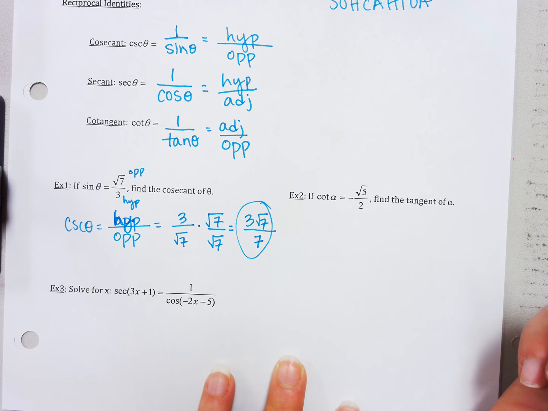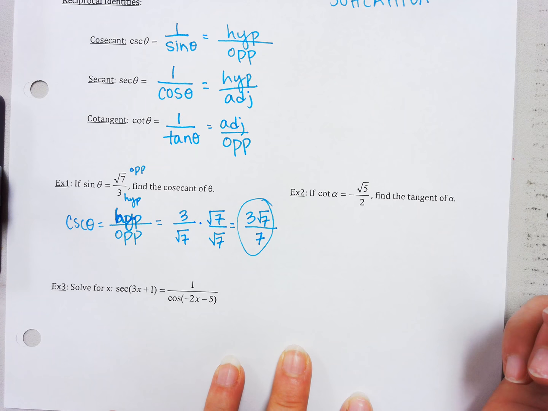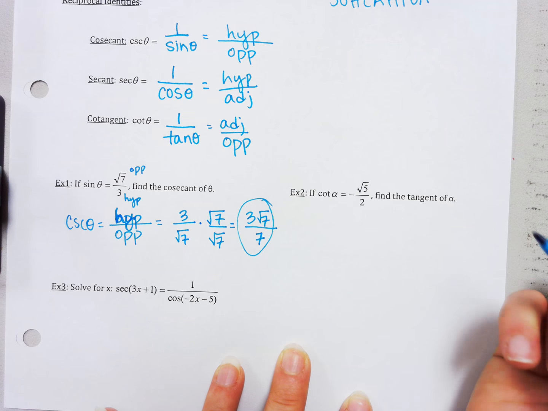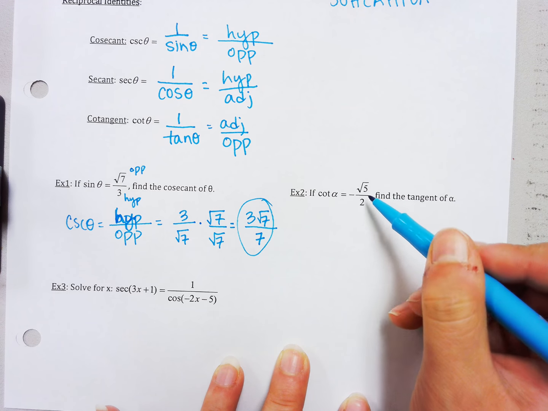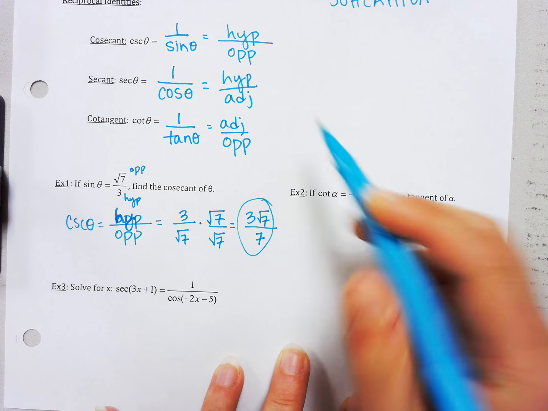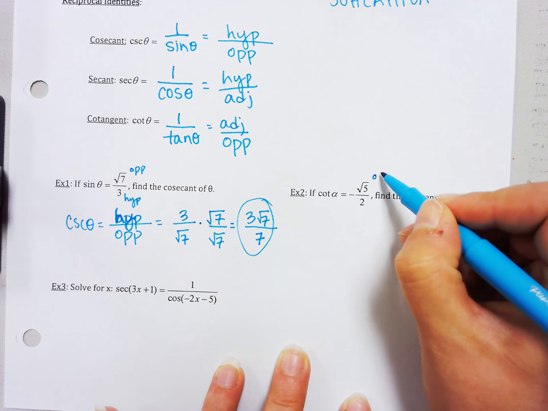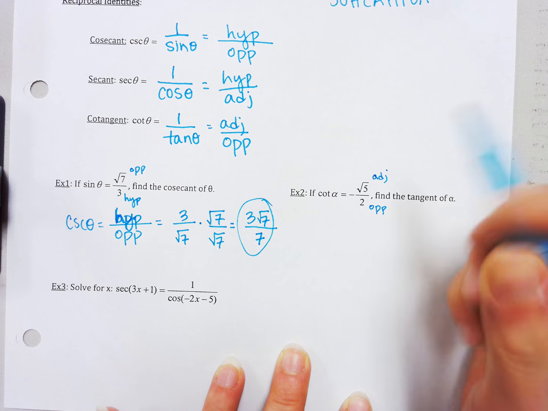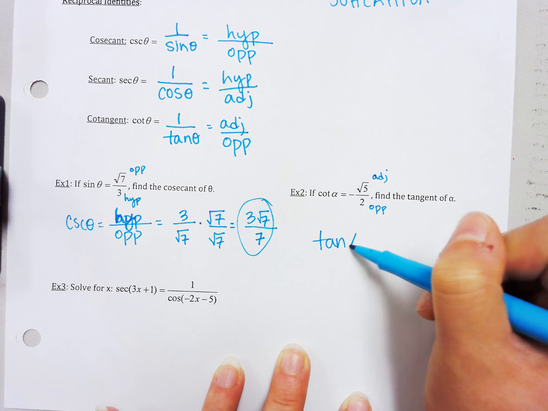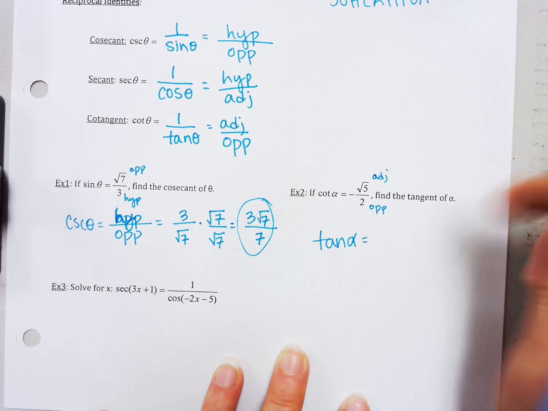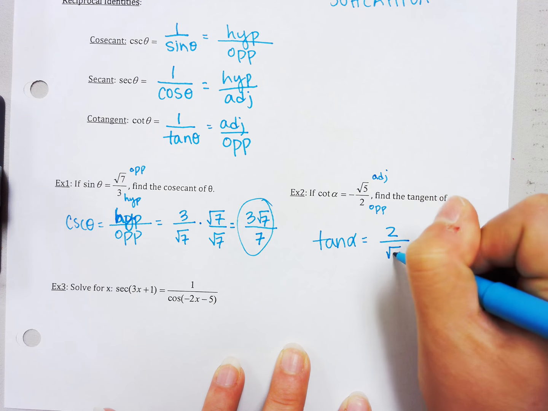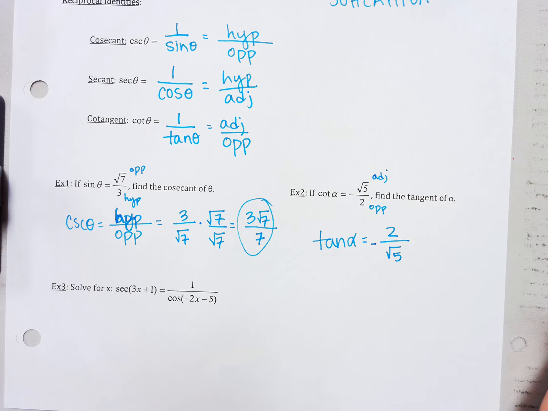Okay, they're telling us, for example, too, that the cotangent of some angle alpha is negative root 5 over 2. So we're dealing with cotangent here, so this would be our adjacent side and our opposite side. And we're looking for the tangent of alpha. So we need to flip this around. So the 2 will be on top, the square root of 5 will be on bottom, and you can just put that negative out front.